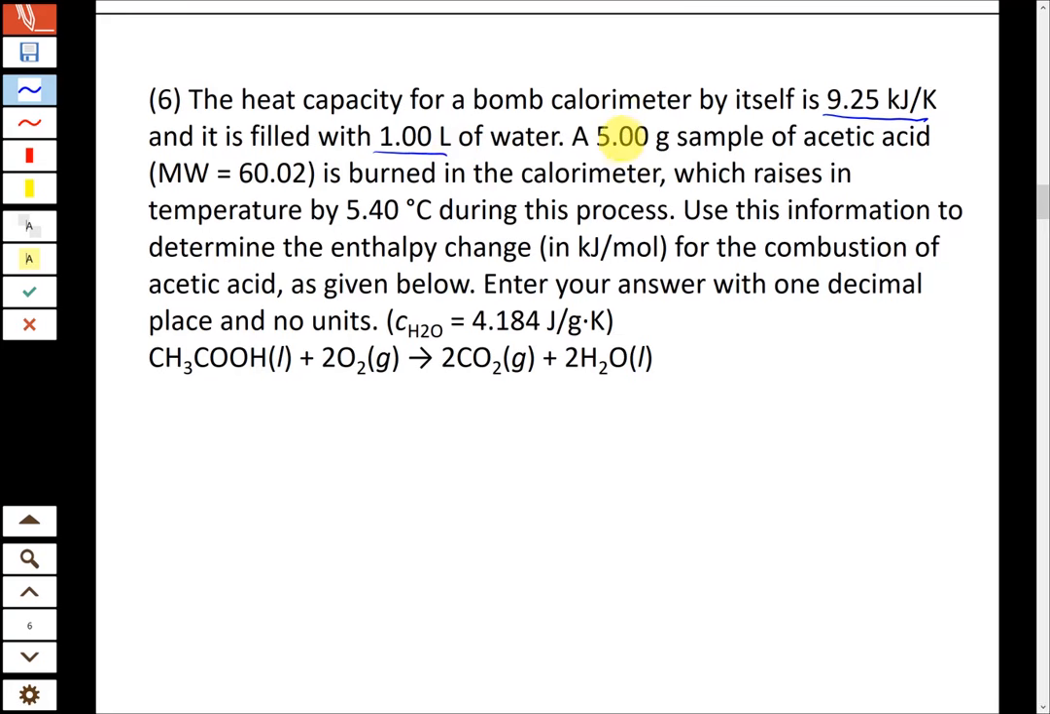We're burning a 5-gram sample of acetic acid, and it raises the temperature by 5.4 degrees Celsius. Use this information to determine the enthalpy change in kilojoules per mole for the combustion of acetic acid, as shown below. And okay, this is a pretty standard calorimetry problem where you're going to follow 3 steps to get to your final answer. Now, in some problems, you have to be aware that you might have to do these 3 steps in different orders, because sometimes the unknown is not the delta H that we're looking for, but it could be the heat capacity, which is not given, or the delta T like we did in the last problem.